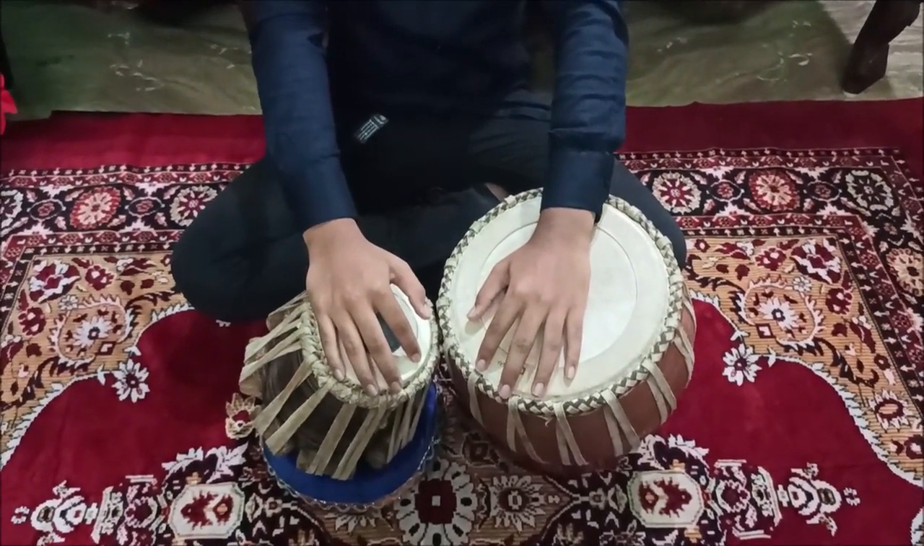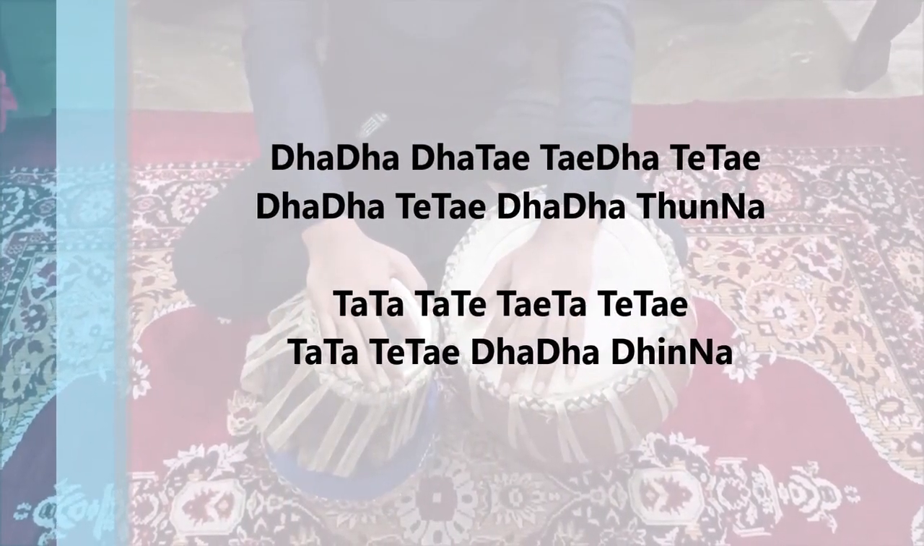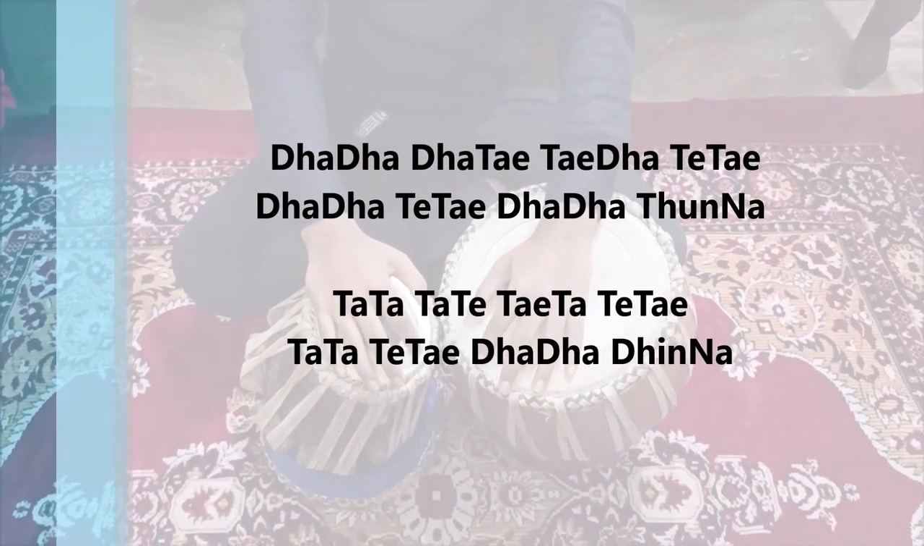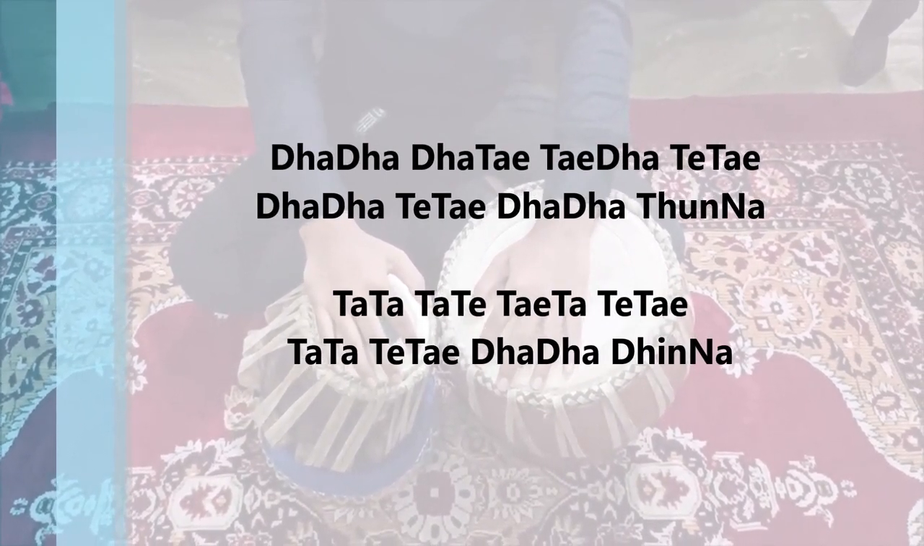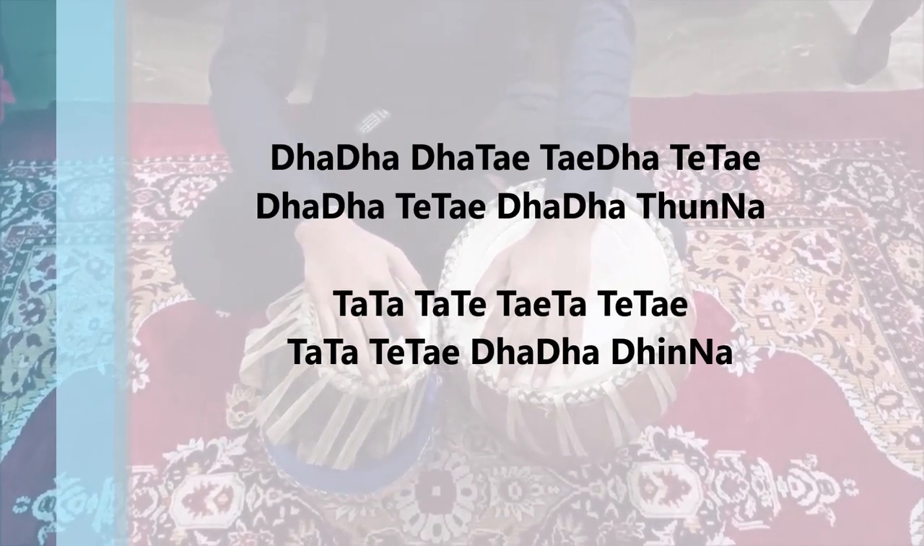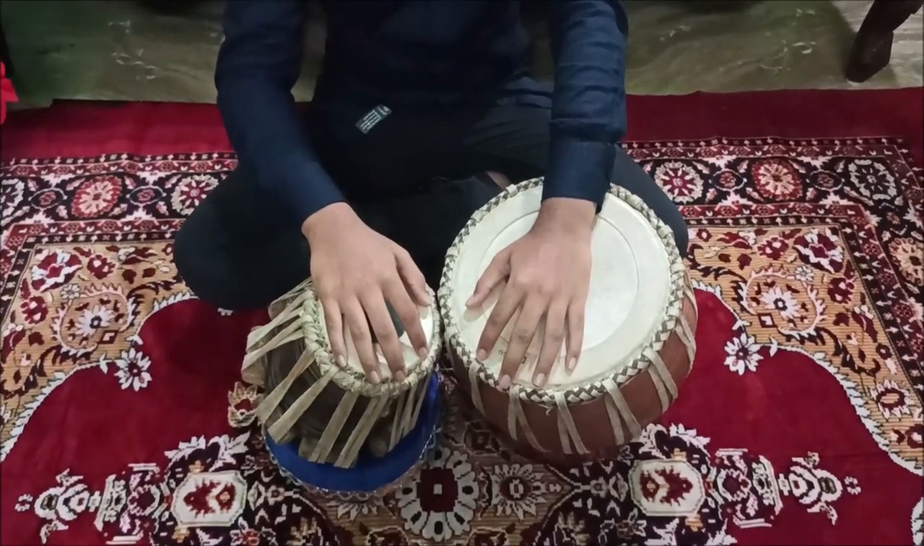The second palta is dha dha dha te te, dha te te, dha dha te te, dha dha thunna, ta ta ta te te, ta te te, ta ta te te, dha dha dhinna. Let's see how to play it.